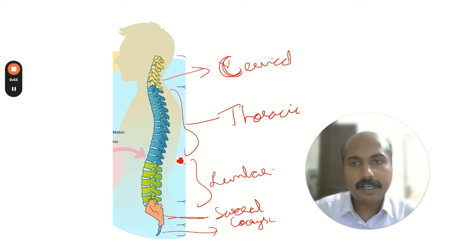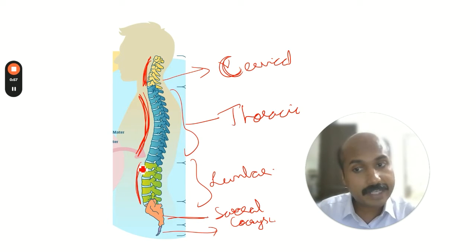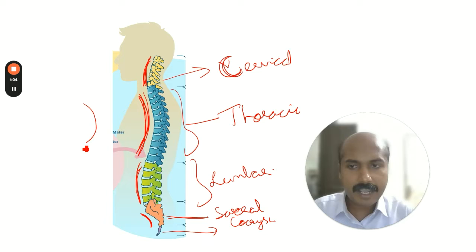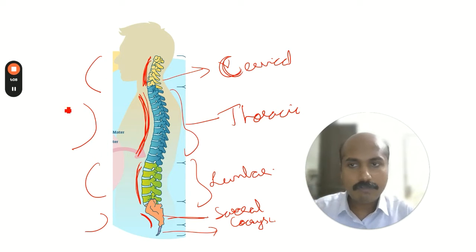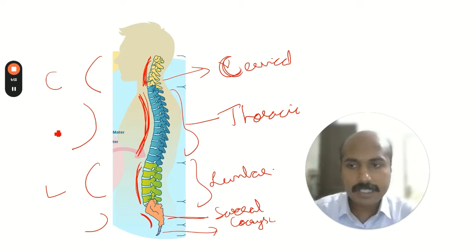Alright, now if you look at the curvatures, you can see that the cervical region is convex anteriorly. And if you look at the thoracic vertebral column arrangement, you can see that it is concave anteriorly. The lumbar vertebra is again convex anteriorly, and the sacrum also has a concavity anteriorly. So you can see that there are two concavities and two convexities. The convexities are in the cervical and the lumbar part. The anterior concavities are in the thoracic and the sacral part.